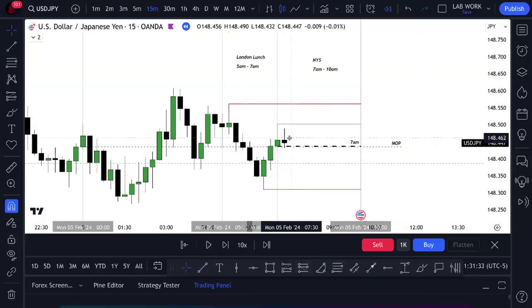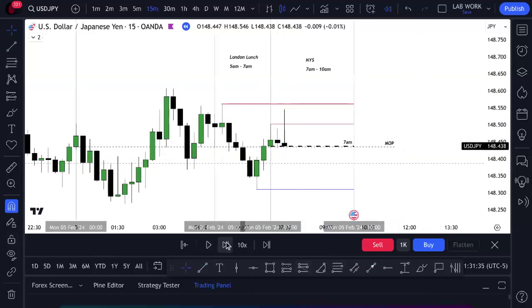So we got buy side liquidity pools, sell side. Let's play it forward. You can see what happens. Price comes up, takes out that buy side liquidity. At this point, I would go on the lower time frame and look to see if we have a potential short opportunity.